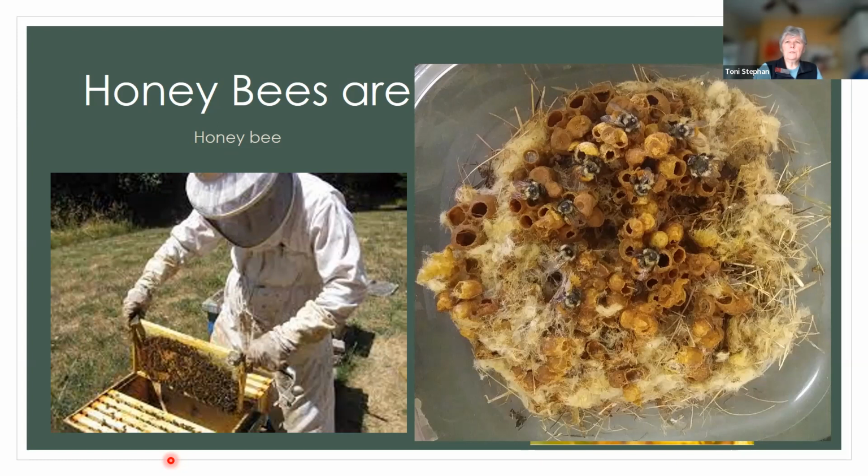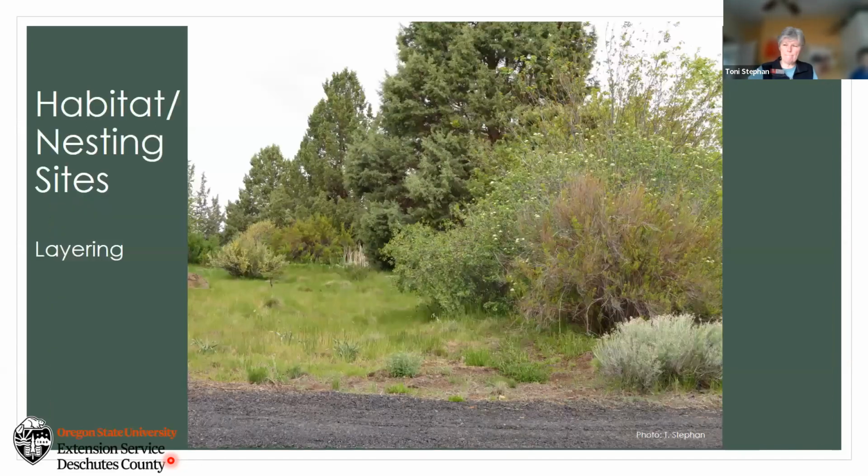Since the inception of the Oregon Bee Atlas in 2018, we've identified over 600 species of native bees in the state of Oregon. So how does one attract native bees to your yard? Well, creating habitat where pollinators complete their life cycle is important for their continued existence.